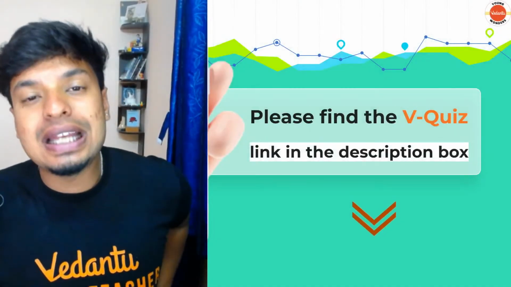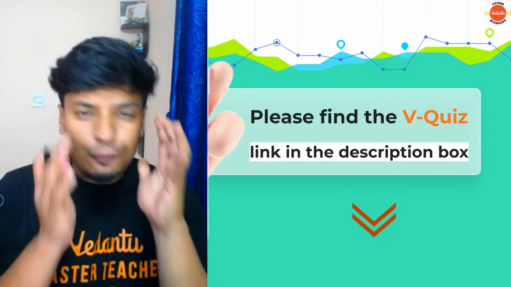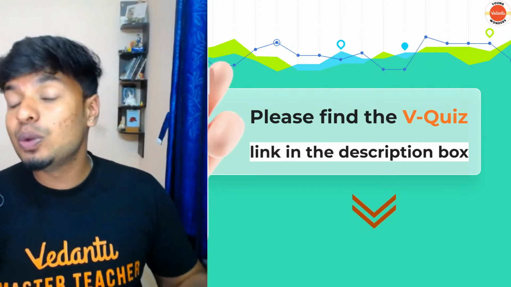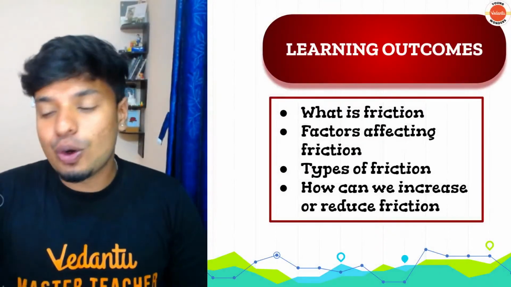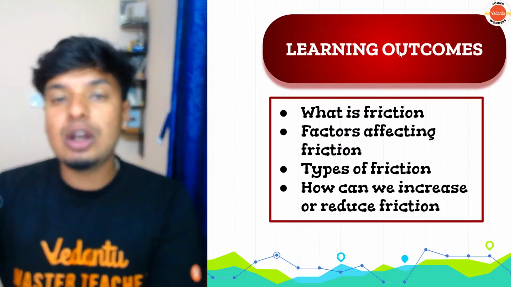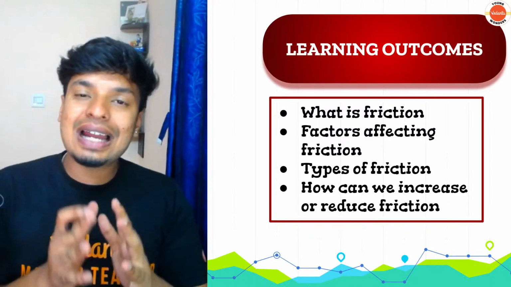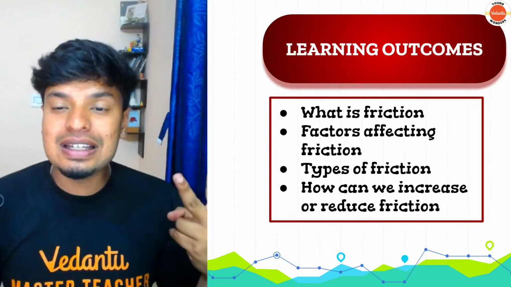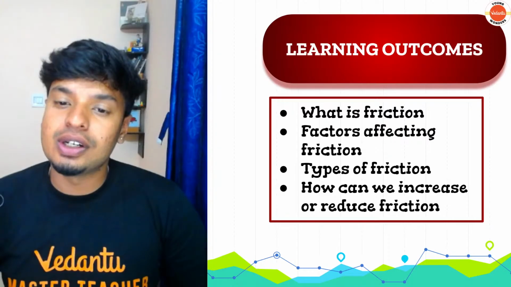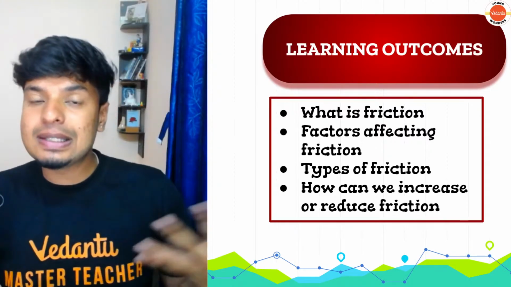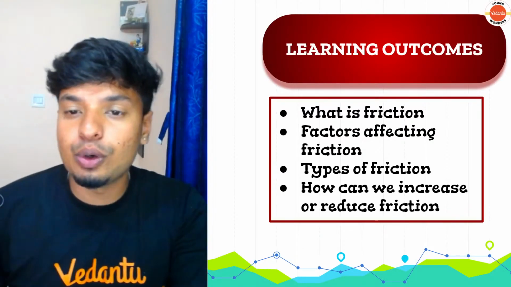Alright, so moving forward, guys, yes, we are going to have a quiz by the end of this session. So make sure that you focus on what we'll be learning right now so that you can perform very well when we go for the quiz. What is the learning outcome of today's session, or what are all the different topics that we'll be covering? One, what exactly is friction? Second, the factors that affect friction. Third, the types of friction. Fourth, how can we increase or reduce friction? All of these topics are what we'll be learning today.